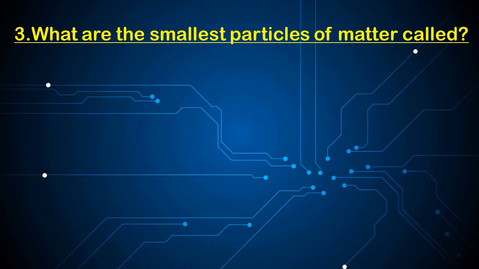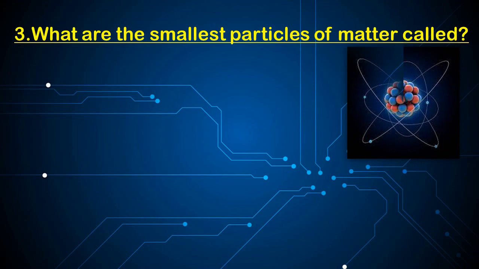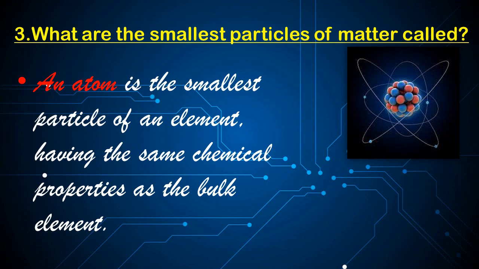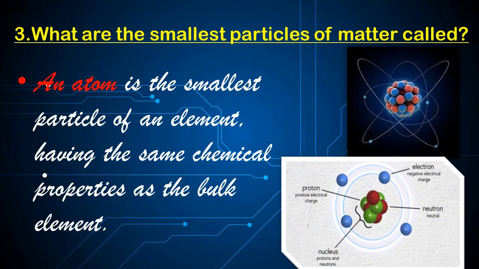Alright, third question, what is the smallest particle of matter called? First of all, what is matter? Something which has mass and takes up space is called matter. And the smallest particle of matter is called an atom. An atom is the smallest particle of an element having the same chemical properties as the bulk element.